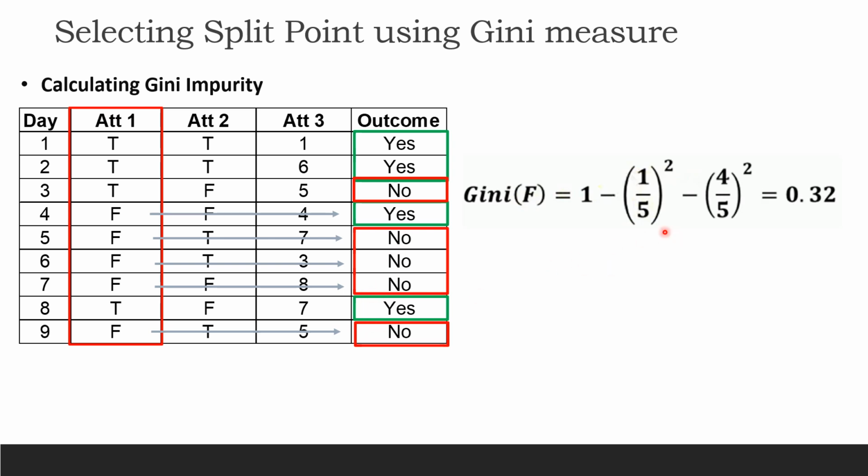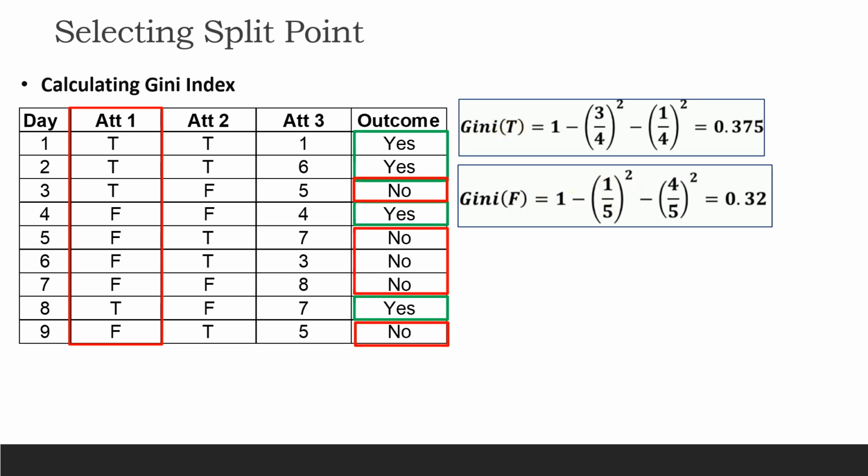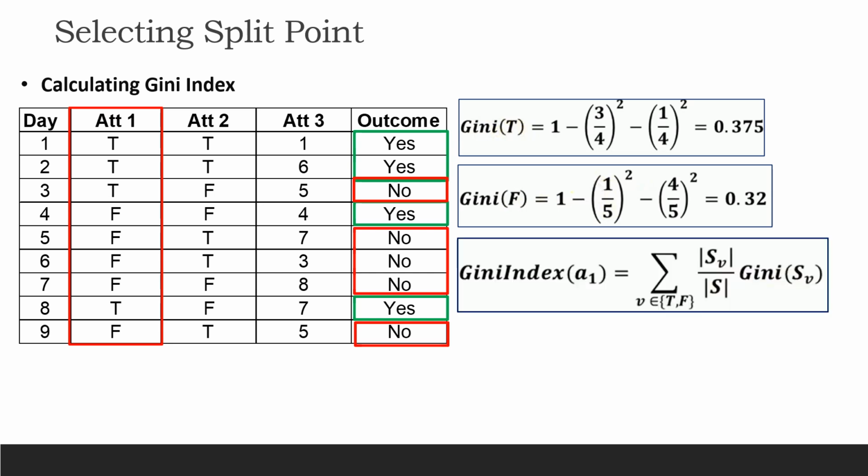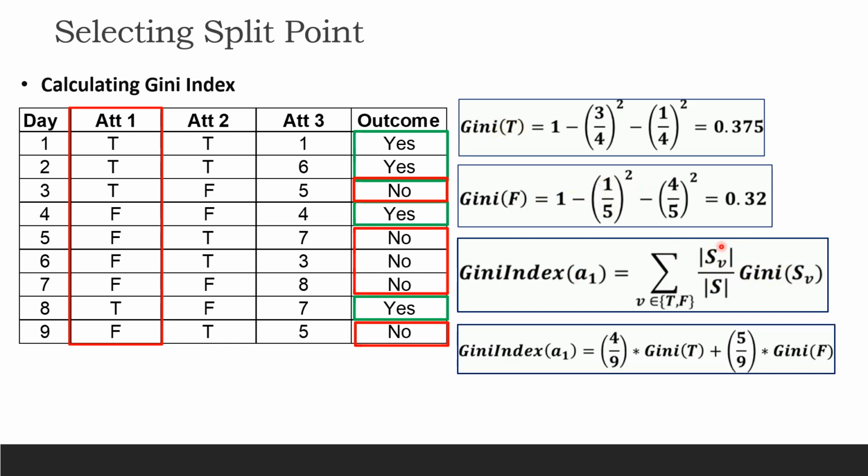So out of 5, 4 are no and 1 is yes, and we calculate the Gini impurity for falses, which is 0.32. Now Gini index is calculated using these two values by giving them weights. So a weight of 4 by 9 and 5 by 9 is given to trues and falses, because out of 9 values, we have 4 trues and 5 falses. So 4 trues into Gini of trues, then 5 falses into Gini of falses, and we get Gini index. Putting the values here, we get a Gini index of 0.344.